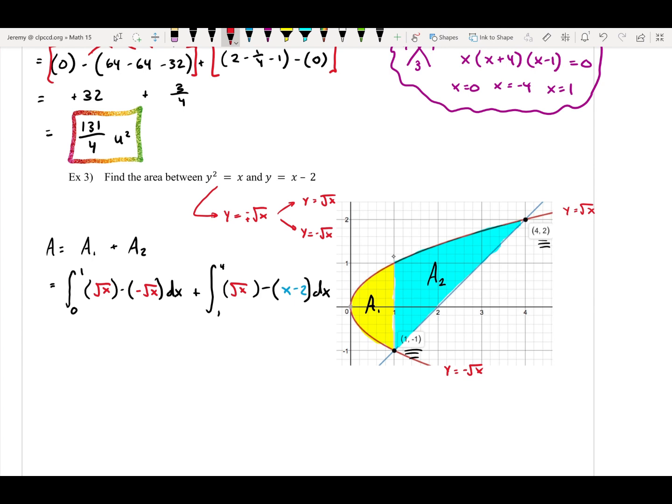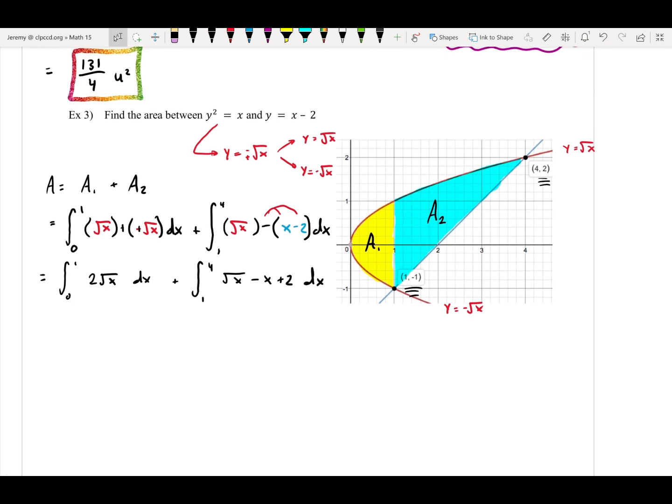And now we evaluate this. I'll start by distributing that negative sign over there. I always am careful to not forget to do that. I can simplify this integral as well. I can just write this as 2 root x, right? Because this is really root x plus a positive root x. And then over here I have root x minus x plus 2. Again, being careful, distributing correctly.